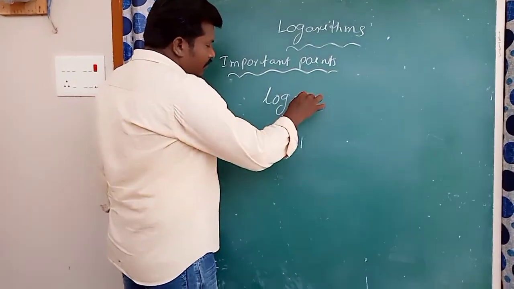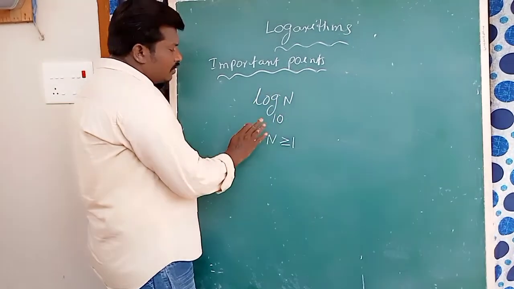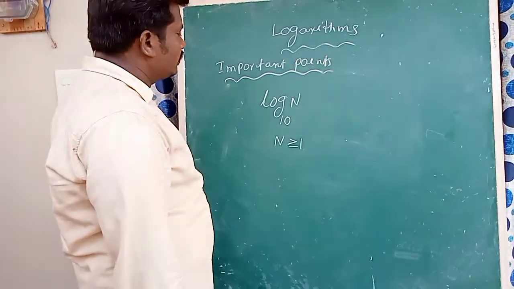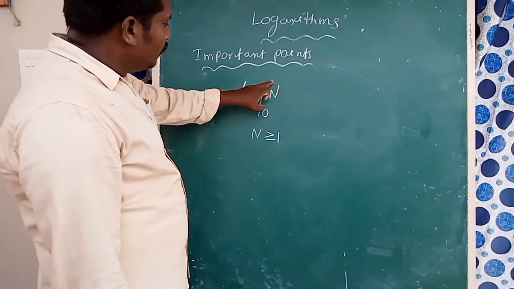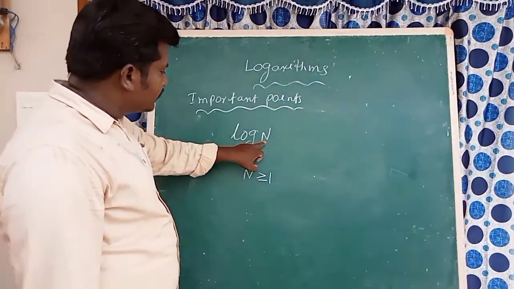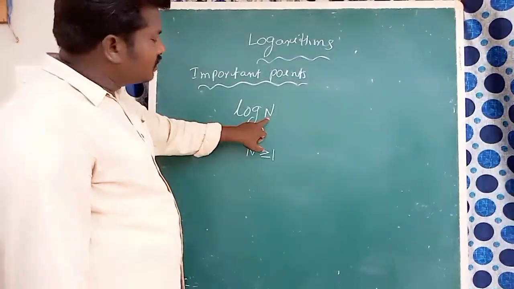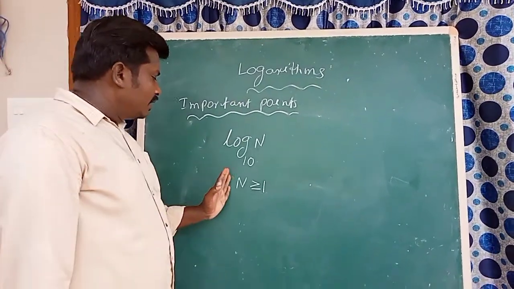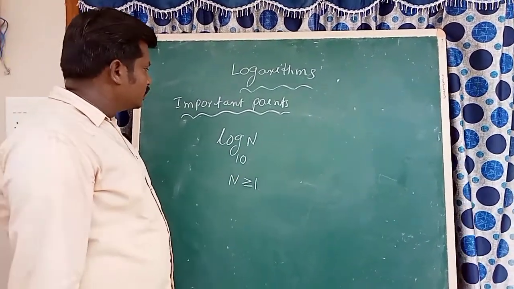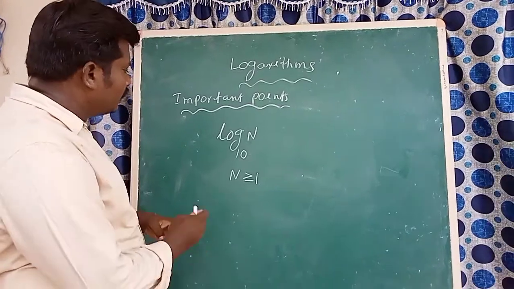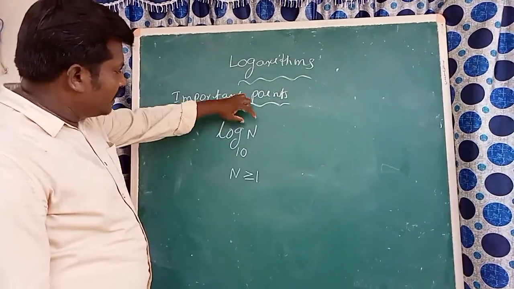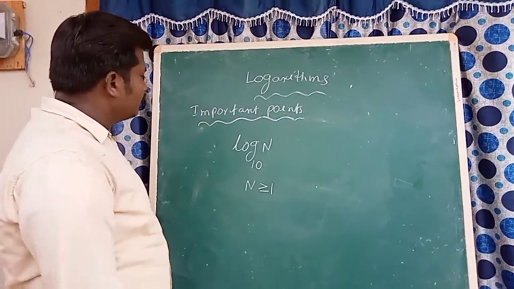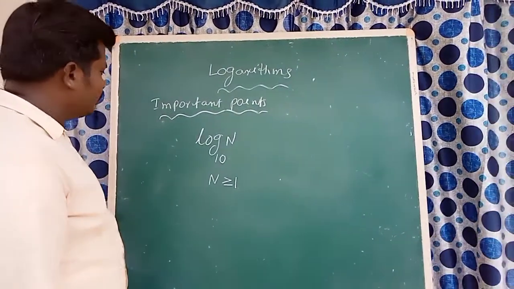No negative value here, because the logarithm of a negative value is simply undefined, and you cannot place 0 instead of n, that is also undefined. So n value is always greater than or equal to 1. That is the main condition. All of you remember this condition. That is the main first point.